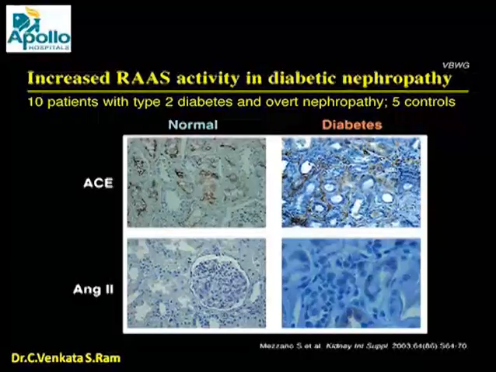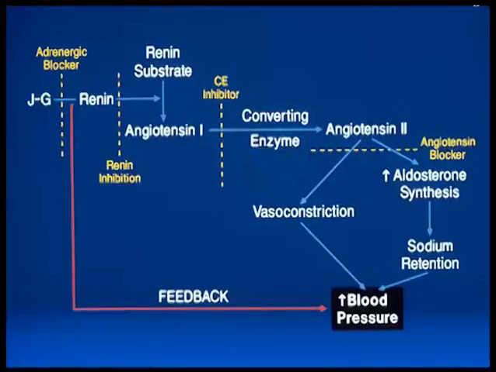So the drugs that block the renin-angiotensin system actually have important effects in the kidney, in blocking the effect of the renin-angiotensin system on kidney function. Now you can block the renin-angiotensin system either at the ACE level or the angiotensin receptor level. Blocking the renin-angiotensin system directly, with a direct renin inhibitor, does not offer any advantage over ACE inhibition or ARB.